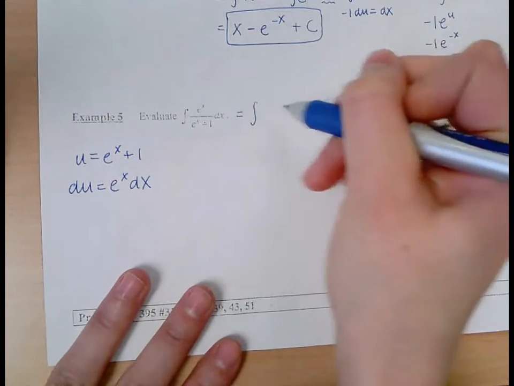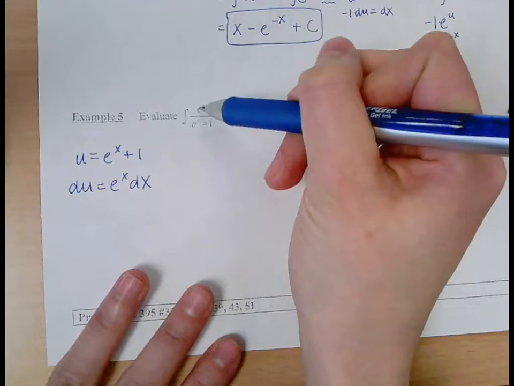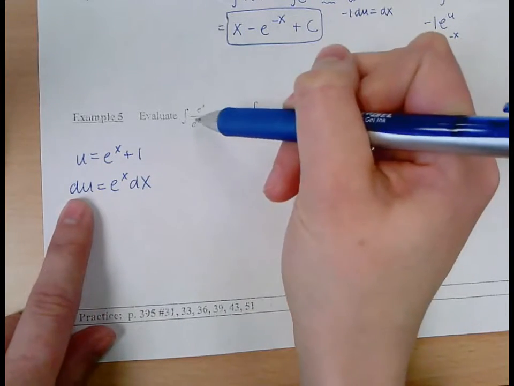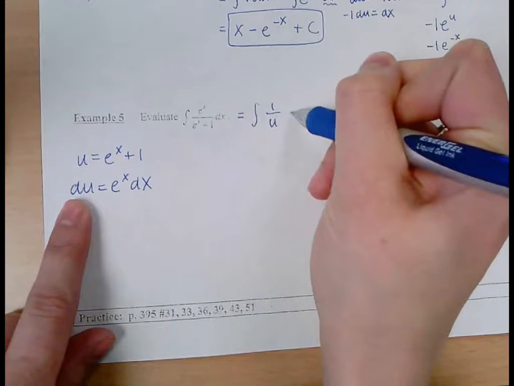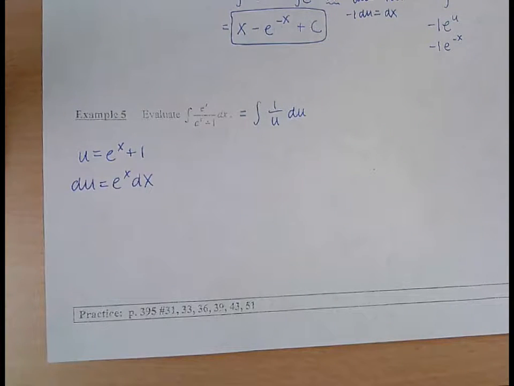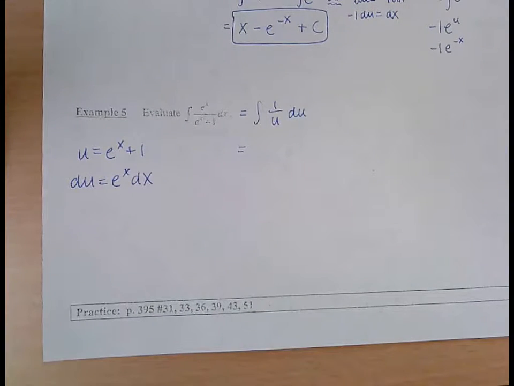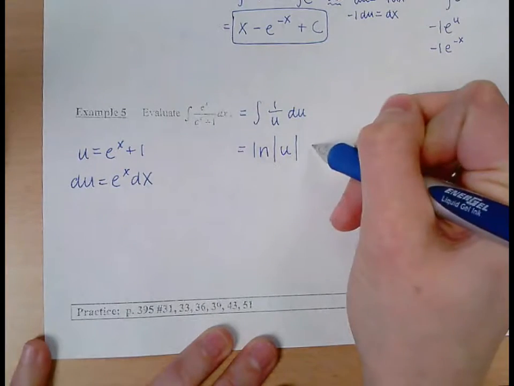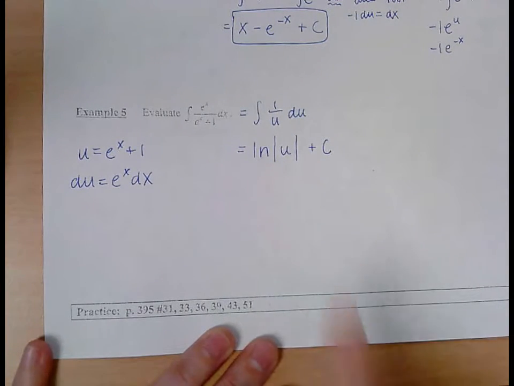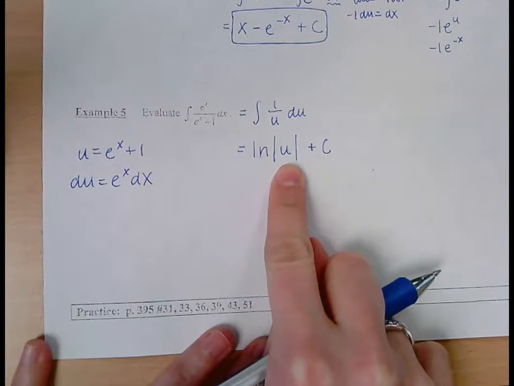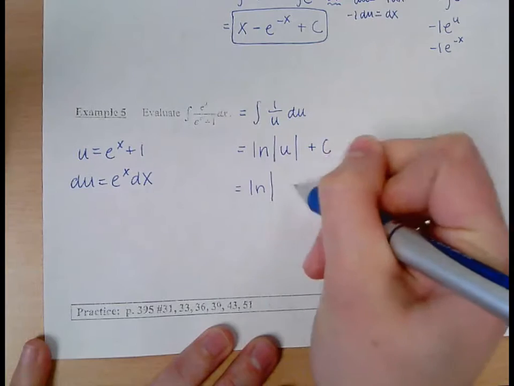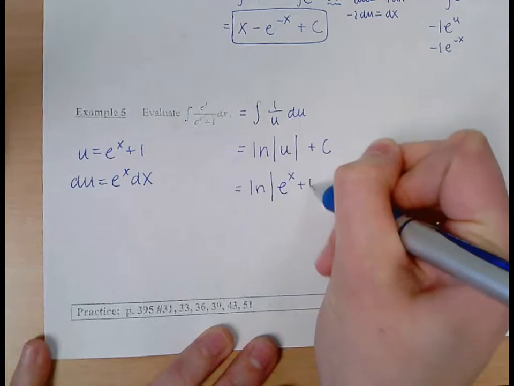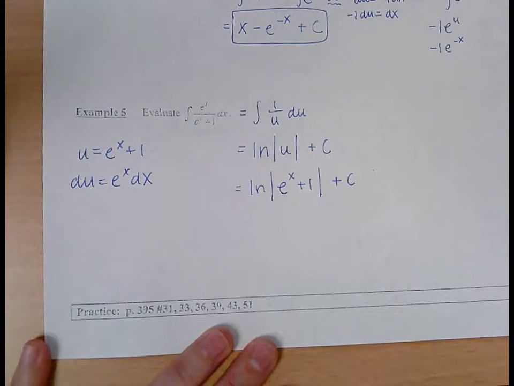So this would become the integral of, e to the x dx is gone. That's the du. The denominator is u, so it's 1 over u du. So make sure that u that's in there is in the denominator, 1 over u. What is the antiderivative? Yep, natural log of the absolute value of u plus c. Then you put e to the x plus 1 back in. So natural log of the absolute value of e to the x plus 1 plus c.